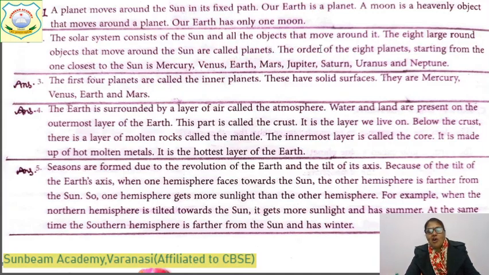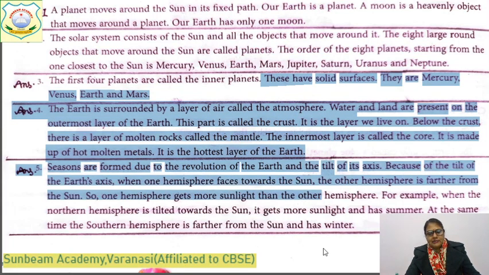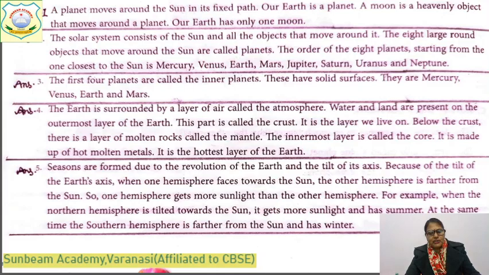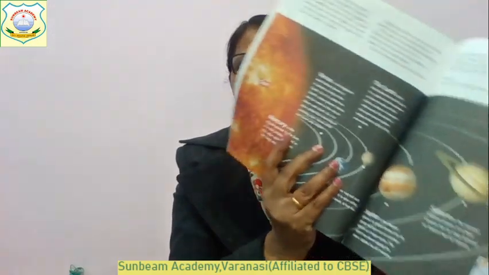The order of the 8 planets starting from the one that is closest to the sun is Mercury, Venus, Earth, Mars, Jupiter, Saturn, Uranus and Neptune. You have to write these names. Children, I want to show you the picture in your book. Okay, in your book, this is the picture of the solar system.